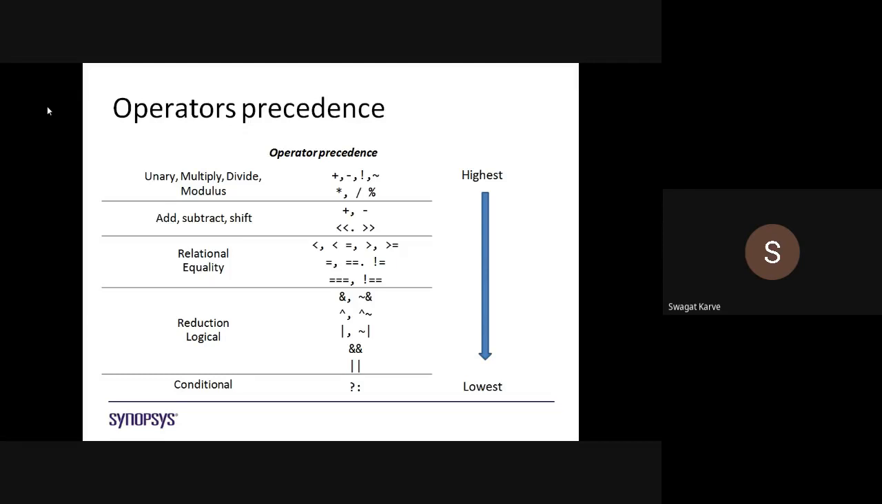So unary, multiply, divide and modulus operators have the highest precedence. Then add, subtract, shift are the second precedence operators. Then relational and equality operators got the third precedence. Reduction and logical operators got the fourth precedence, and the conditional operator, that means the concatenation operator, got the least precedence. So this is the operator precedence in Verilog.